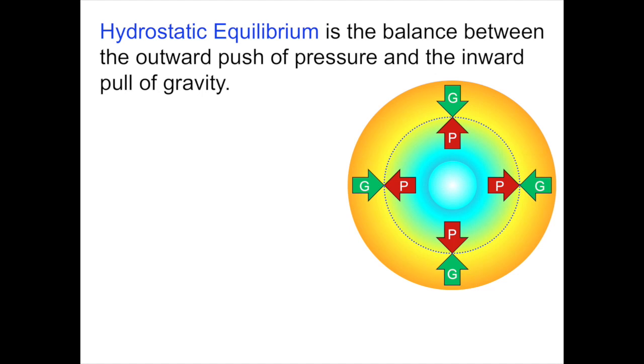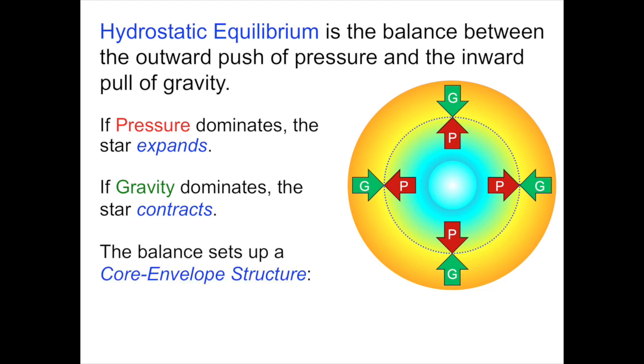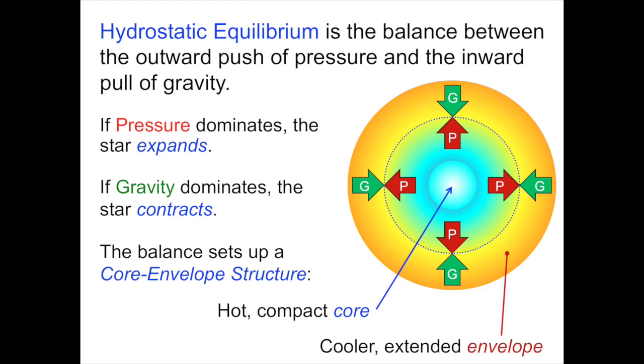Hydrostatic equilibrium is the balance between the outward push of pressure and the inward pull of gravity. If pressure dominates, the star will expand. If gravity dominates, the star will contract and get smaller. A balance between these two, hydrostatic equilibrium, sets up a core envelope structure inside the star, in which you have a hot, compact core heated by the compression of all of the weight of all the gas above it, surrounded by a cooler, extended envelope that gets cooler as you move closer and closer to the surface, and the compression begins to leave off as you get less and less material above you.